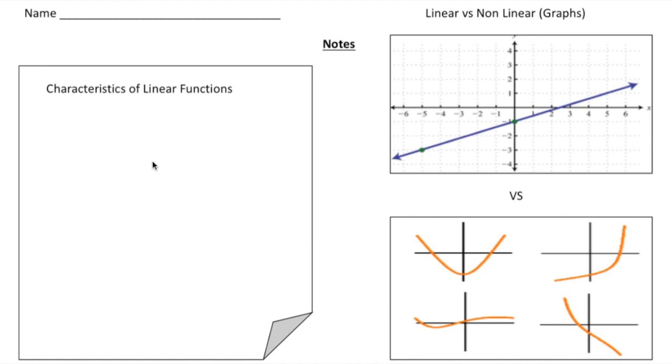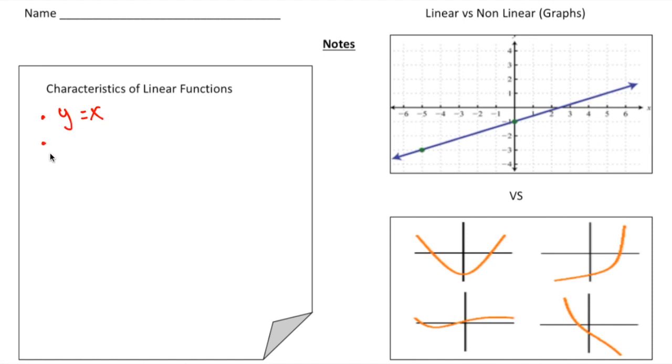Take a look first at this first image over here. Here is an image of a linear function or linear graph, and down here are 4 examples of nonlinear. The characteristics of linear functions include, just write this down, the first one is the equation needs to be in at least y equals x format. Remember the value before the x is going to be the slope of the function.